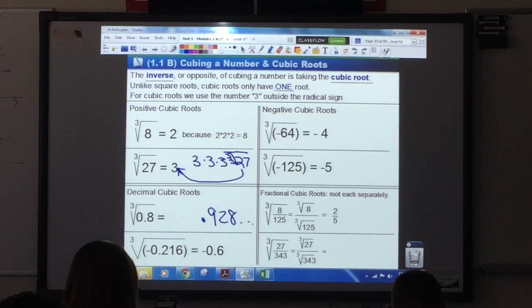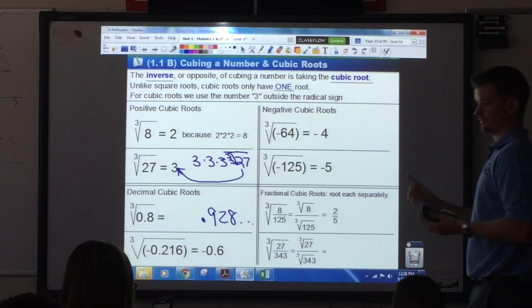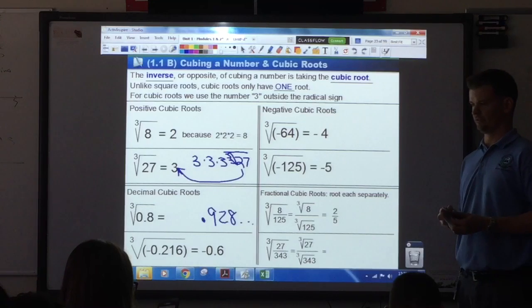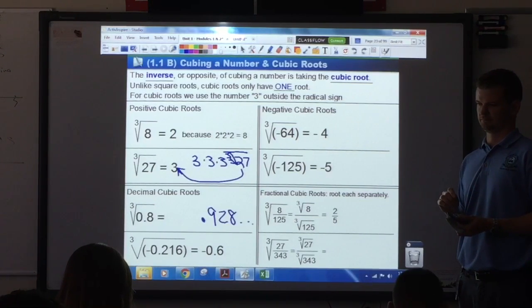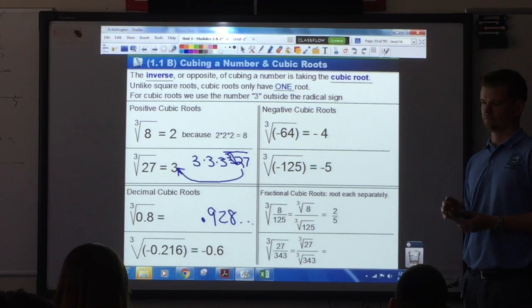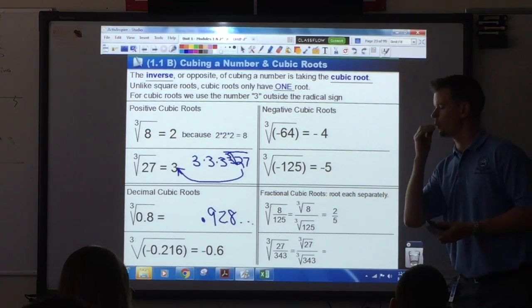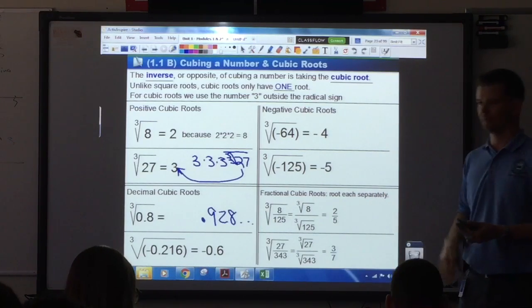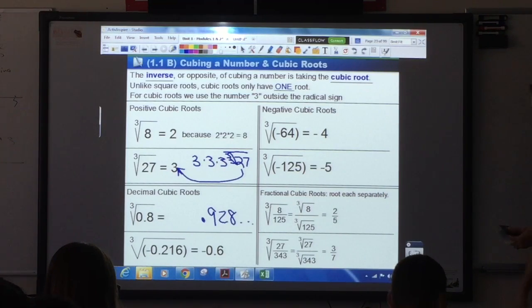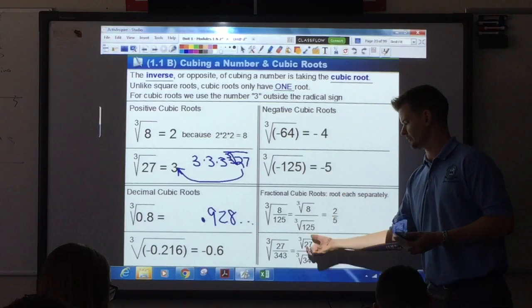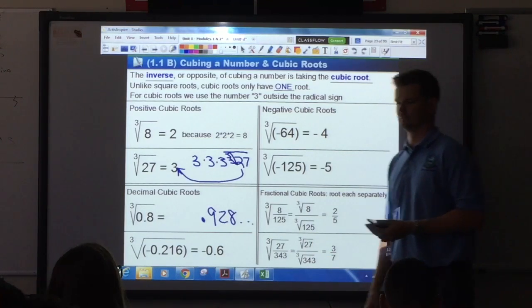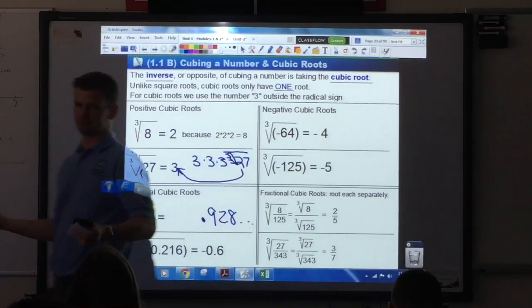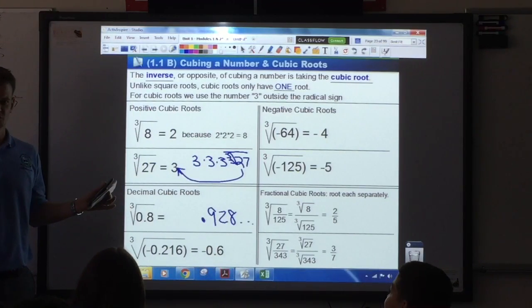The cubic root of 27 is 3. What's the cubic root of 343? Let's see if he's correct. Boom! There it is. All right. 3 over 7. Remember, you separate. Take the cubic root of the numerator, cubic root of the denominator. There you go. Questions on this one? Any questions?